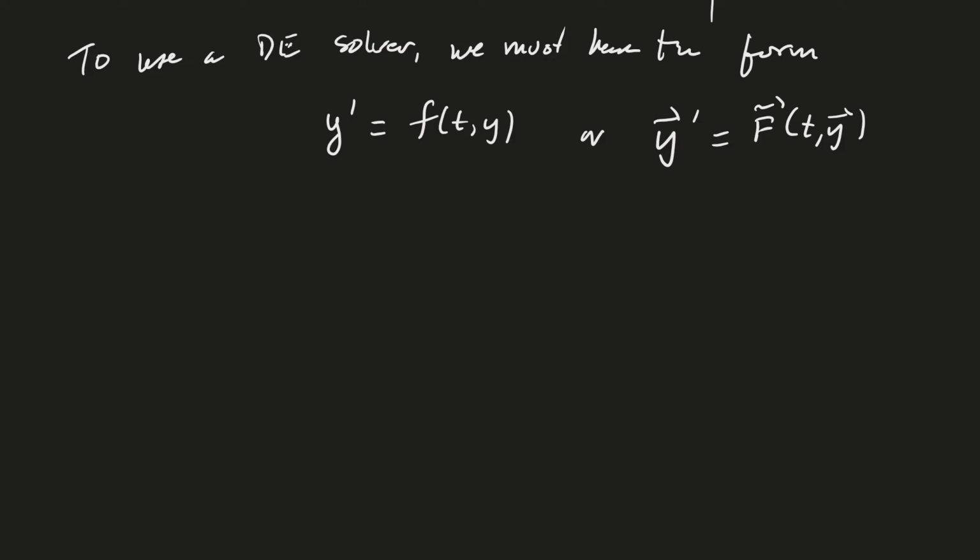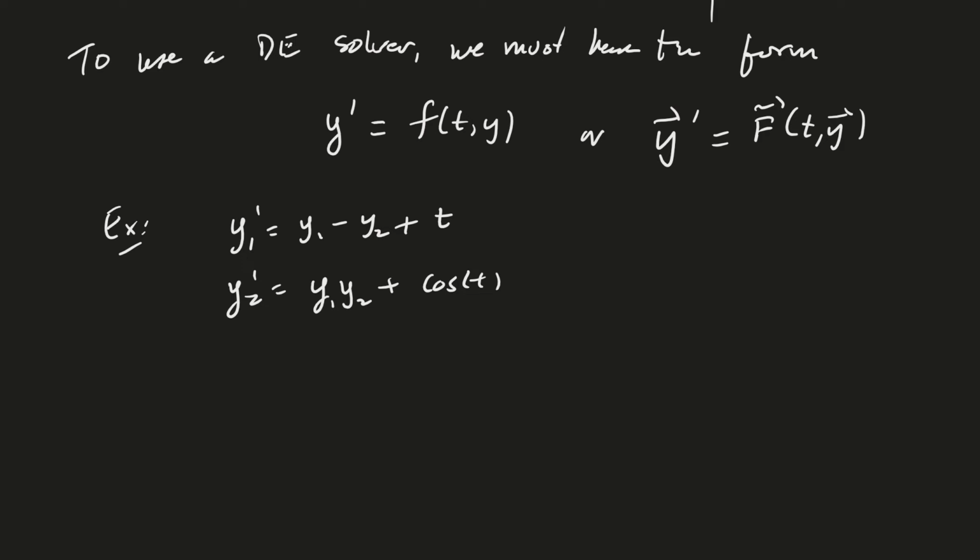Okay, and so this works for a system as well, right? So for example, y1 prime is equal to y1 minus y2, maybe plus t, and y2 prime is equal to y1 y2 plus cosine of t, something like that. Okay, so this system of differential equations you can plug into Euler's method, for example.